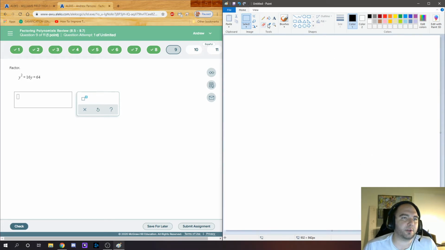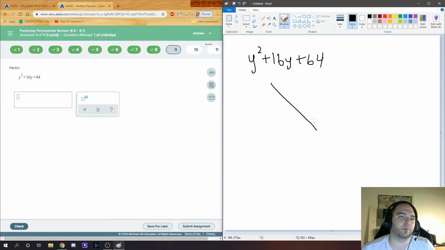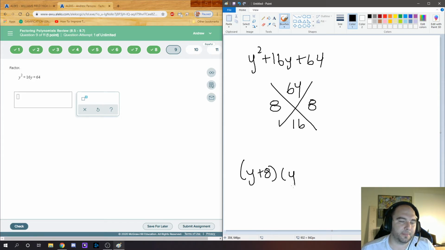All right, here we got a special case. Do you recognize that it's a special case? Probably not. So if you don't recognize it's a special case, you are more than welcome to go, what multiplies to make 64 and adds up to 16, and you can say, oh, it's 8 times 8, and then your answer will be y plus 8 and y plus 8. Now, that's almost as quick as you can do the problem anyways, right?